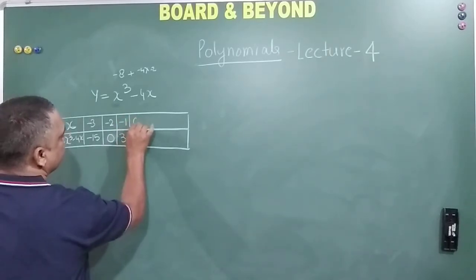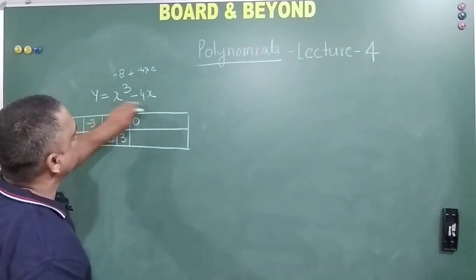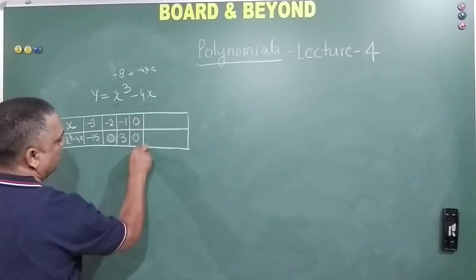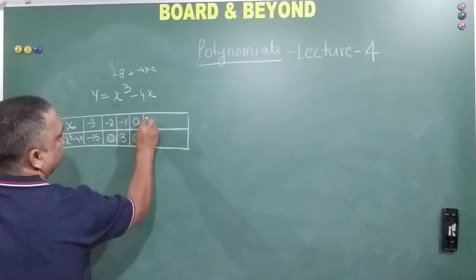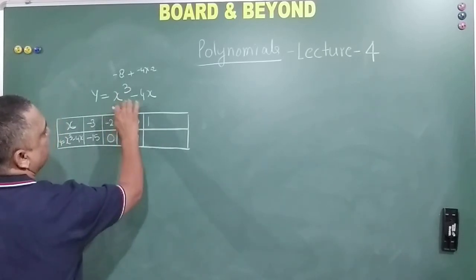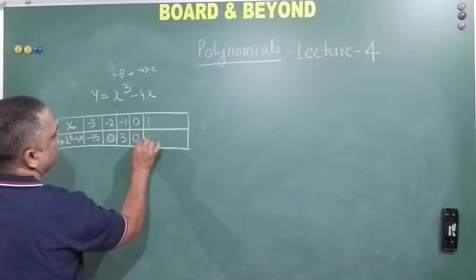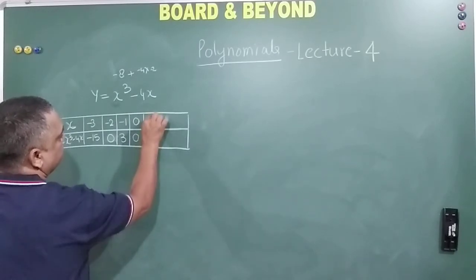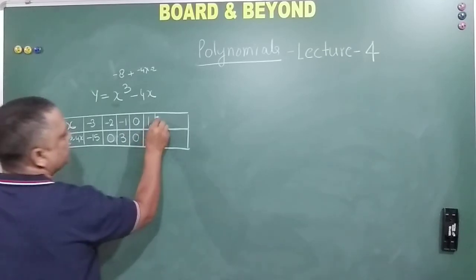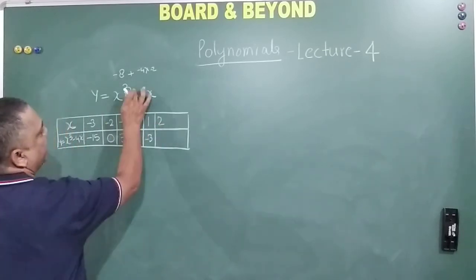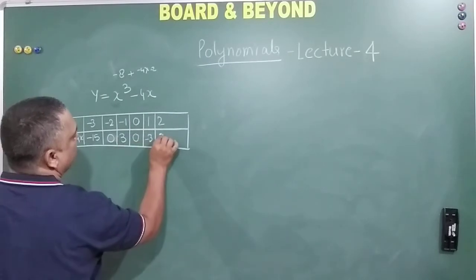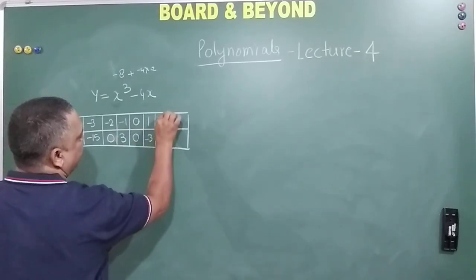If x is equal to 0, this becomes 0. X is equal to 1, it becomes 1 minus 4, that is equal to minus 3. X is equal to 2, this becomes 8, and 8 minus 8 becomes again 0. Right? You getting my point?